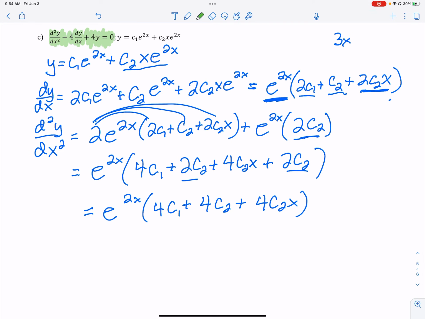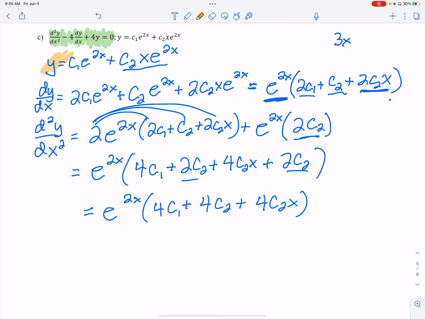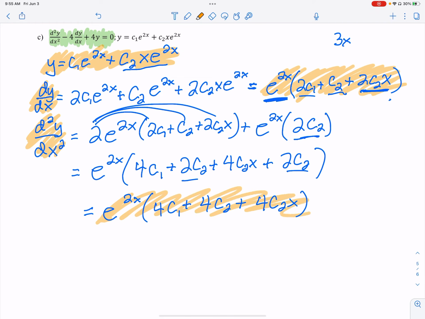I'm going to highlight those to kind of help see everything we need. This is y. All right, dy/dx is going to be this term right here. And then the second derivative is this last term right here.